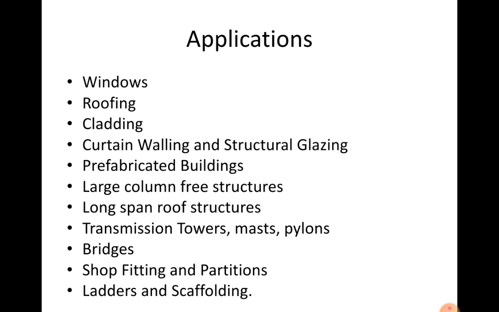Coming to the applications of aluminium, we have windows, roofs, claddings, all these are light in weight, so aluminium is preferred. Curtain walling and structural glazing, prefabricated buildings are also used, almost similar to the cold form steel. All those applications are used here also. Large column free space is possible. Such structures are preferred using aluminium.